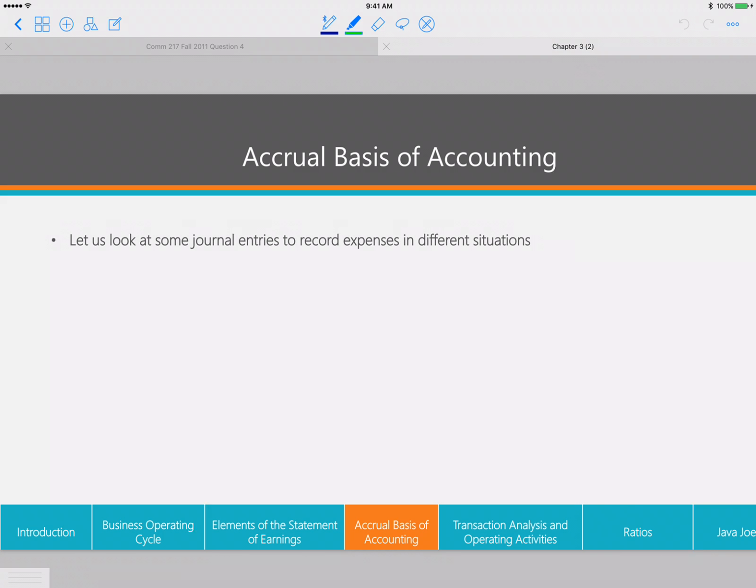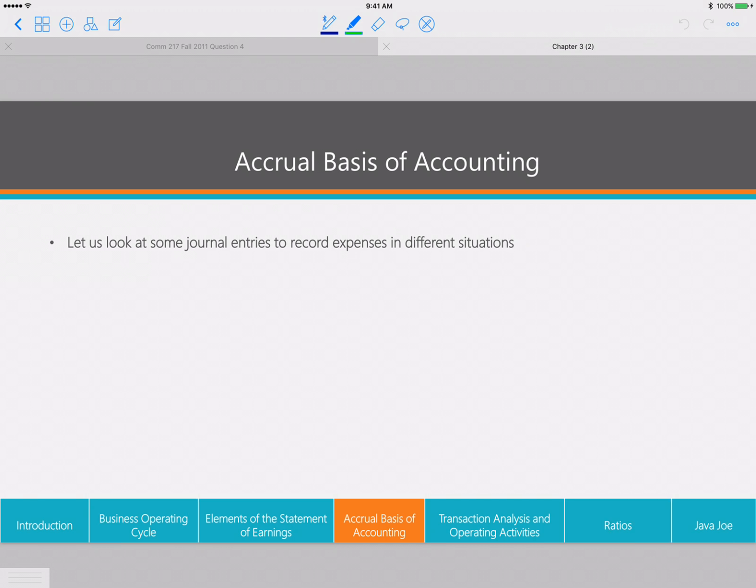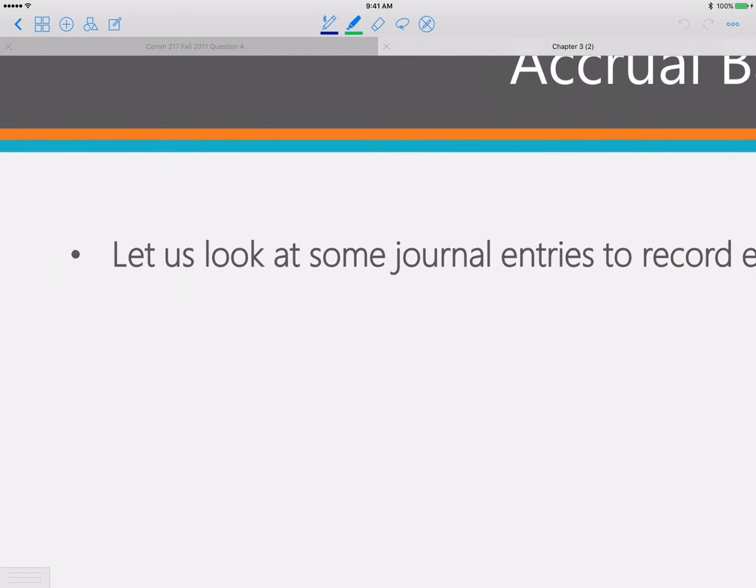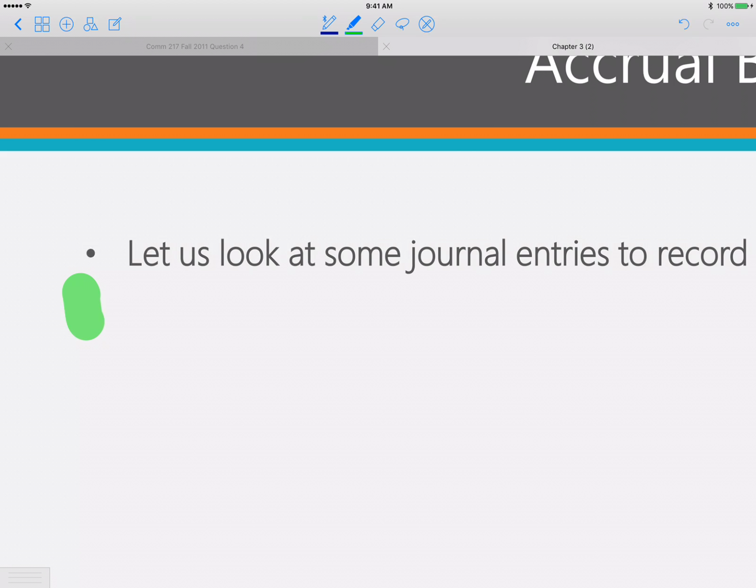So we're now going to look at a couple of journal entries to record expenses in different situations. And by different situations, I mean, like with revenue, whether cash was received first or whether we spent cash, etc. So it's important to always focus on when the cash was received. So we're first going to talk about a situation where we paid cash before the expense was incurred.